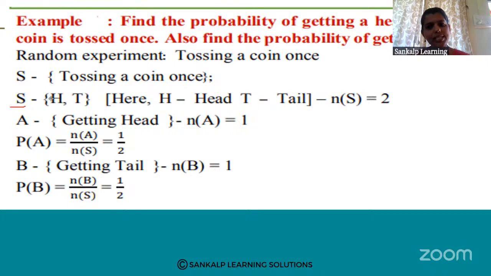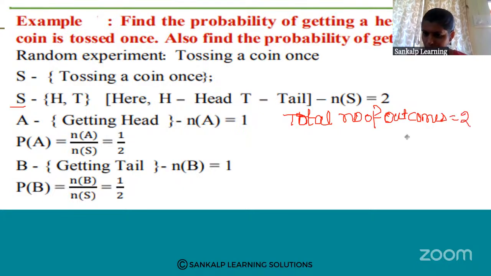Next, which results did you get here? Head or tail. When you toss a coin once, you must get either a head or a tail. Next, the total number of outcomes. The total number of outcomes is 2, right? This we will call n of S, the number of elements in the sample space.